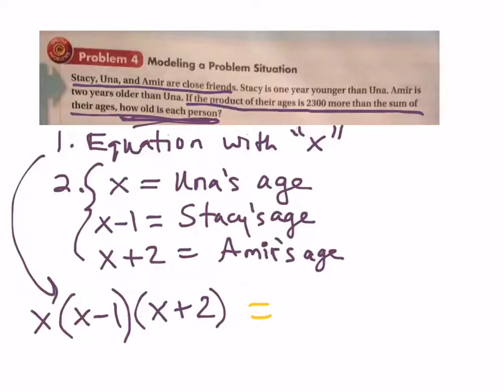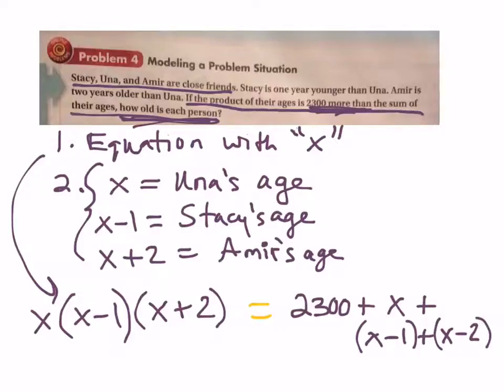Then the sum of their ages, so the product is 2,300 more than the sum. Okay, so more than means adding. So we would need to add 2,300 to the smaller sum in order to get this bigger product. So we would add all the ages together, x plus x minus 1 plus x minus 2. If it had been the difference, then I would need to put these in parentheses. But for addition, it doesn't really matter, so you can just leave out the parentheses.